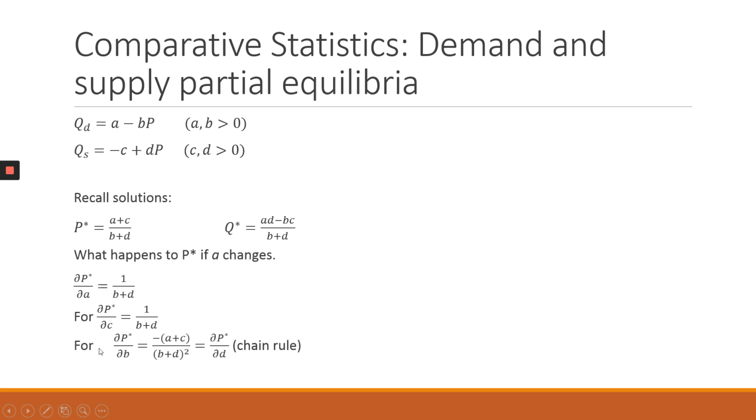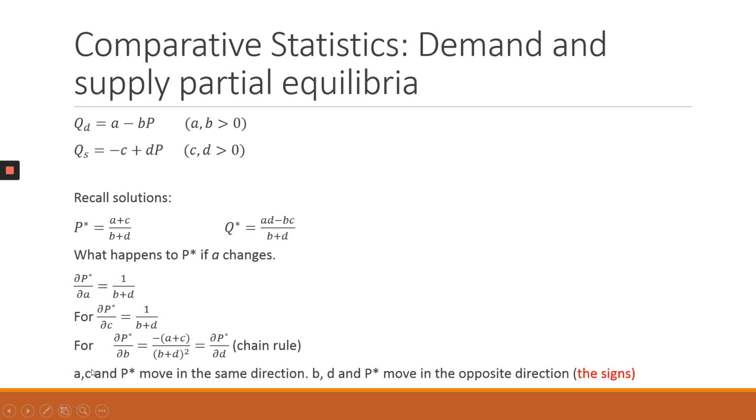And then if you look at the other elements, your change in B and your change in D, you basically have to use your chain rule to solve that. And the solutions are also going to be the same for those two changes, change in B and change in D. And if you compare the movement of price when A and C are changing and the movement of price when B and D are changing, you see that they are moving in opposite directions.